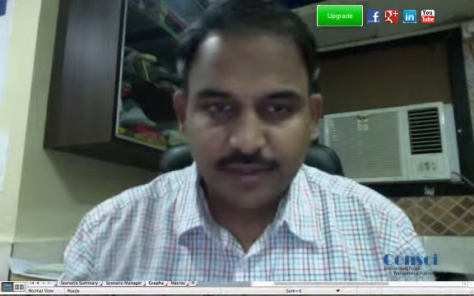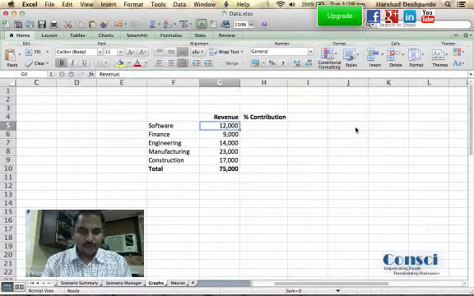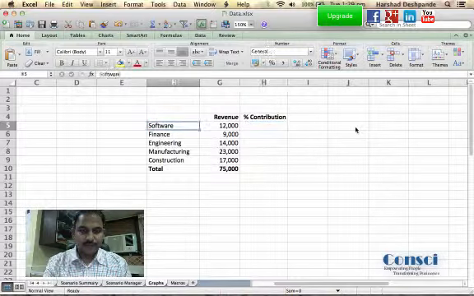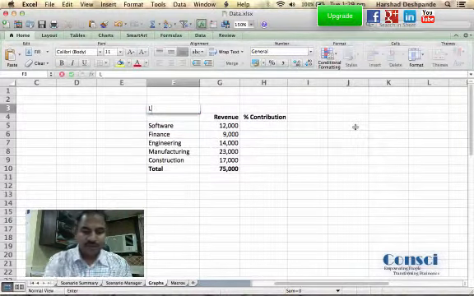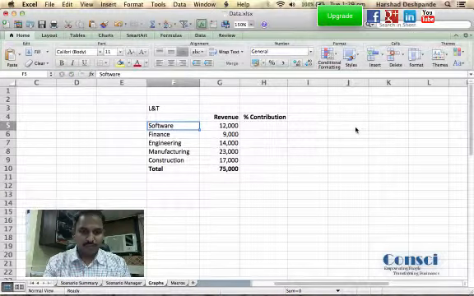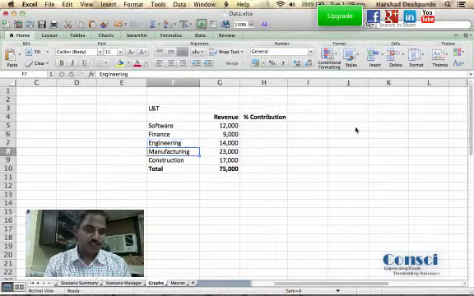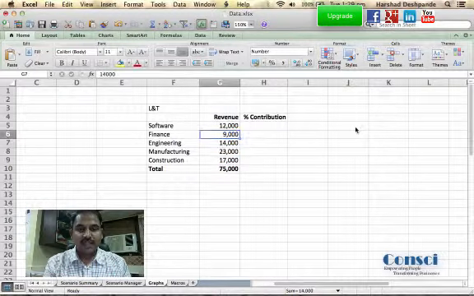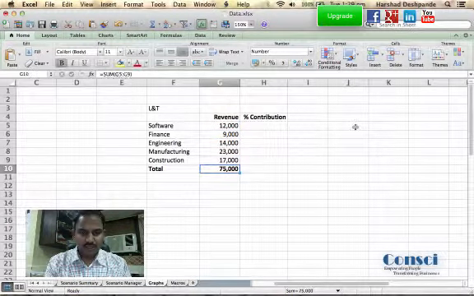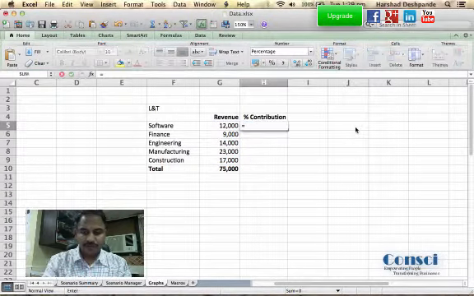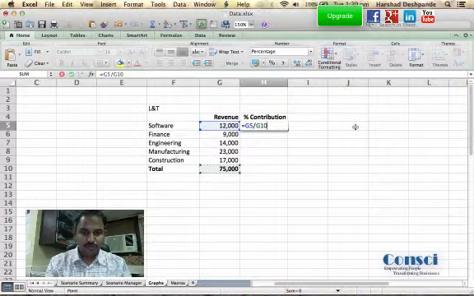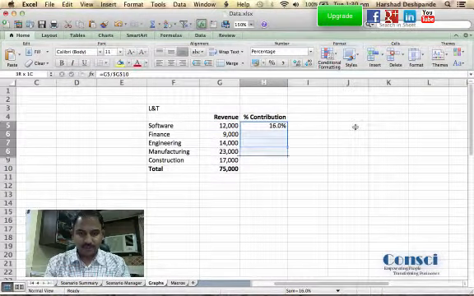So let us begin. Now this is the data that I have collected at the basic place. Let us say we are talking about a conglomerate like L&T, which is in all business segments like software, finance, engineering, manufacturing and construction, and these are its revenue points. These are randomly chosen, not the exact revenue points, and here is where I have summed it up. Now I want first of all to calculate the percentage contribution of each of these segments.